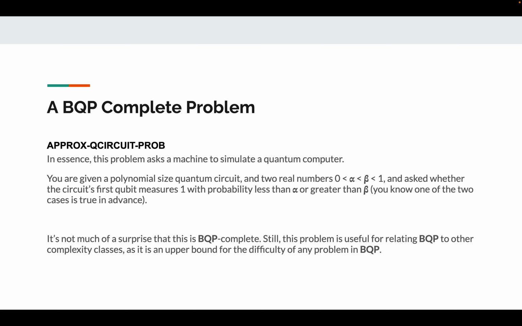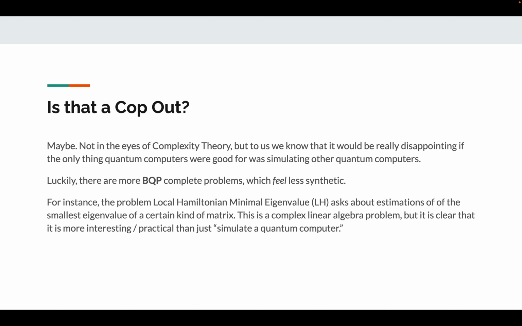Despite this, the problem is actually still very useful for relating BQP to other complexity classes. It's an upper bound on the difficulty of any problem in BQP because it is complete. Okay, so is that sort of problem a cop-out, right? It's kind of silly to say that the hardest problem in quantum is simulating quantum computers. I mean, perhaps it's true, but it would be a little disappointing if that's the only thing quantum computers are good at, right? Luckily, there are more BQP problems that feel less synthetic, that are a bit more natural or useful.